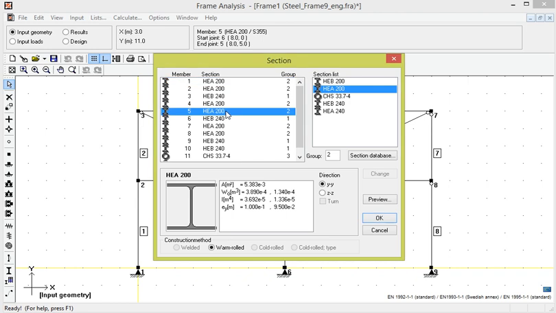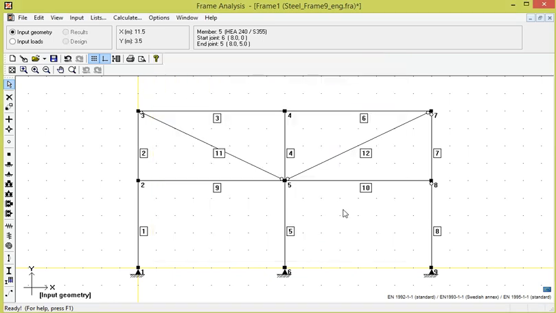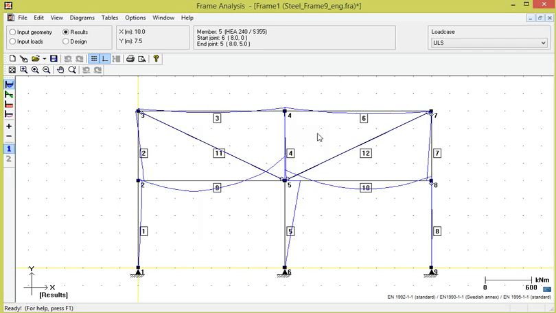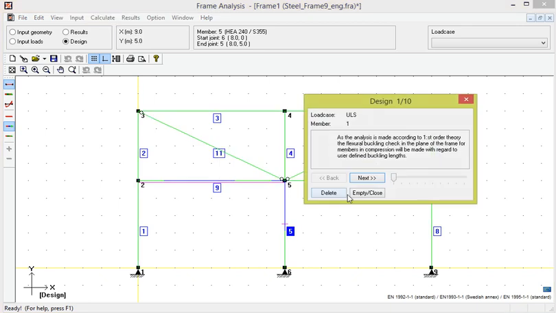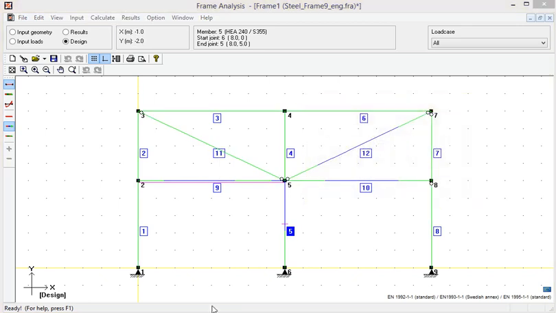We therefore remove member 5 from the group by defining 0 in the group window, and then link the new section only to member 5. We then make a new analysis and a new design. And now the capacity is sufficient also for member 5.